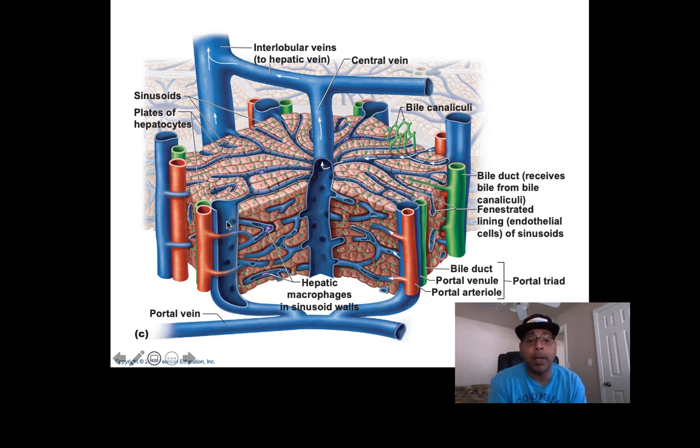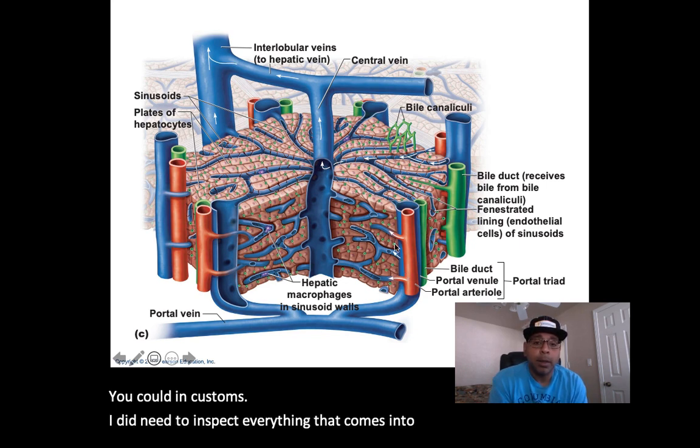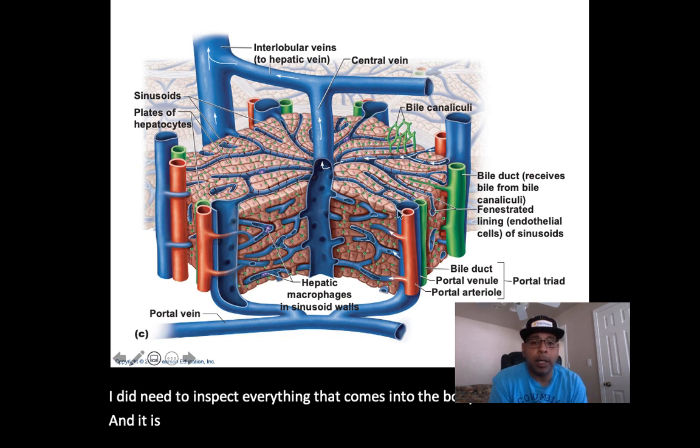they need to do. You can think of them like a customs department. They need to inspect everything that comes into the body. Okay, these hepatocytes. What's going to help bring everything in is this pathway, the hepatic portal circulation.